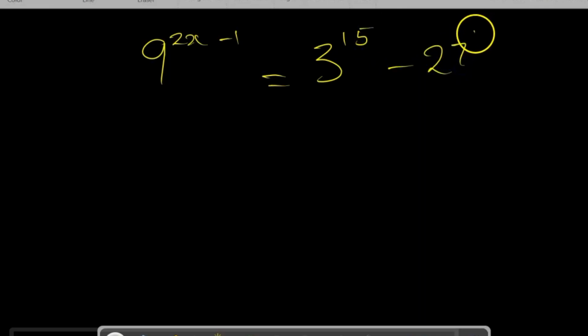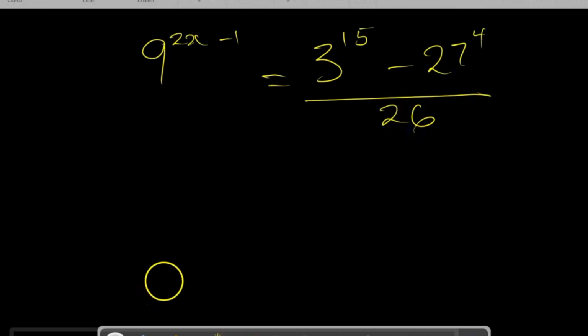9 raised to the power of 2x minus 1 to be equal to 3 raised to the power of 15 minus 27 raised to the power of 4 over 26.